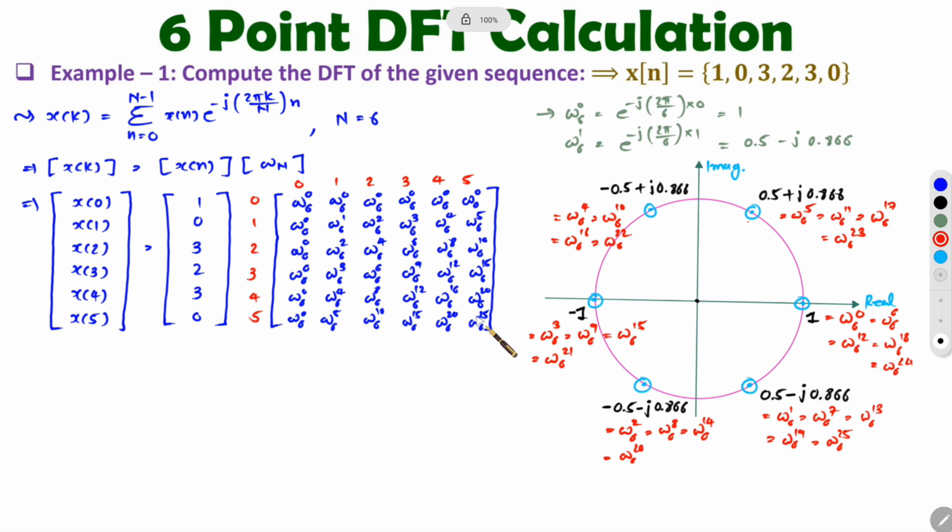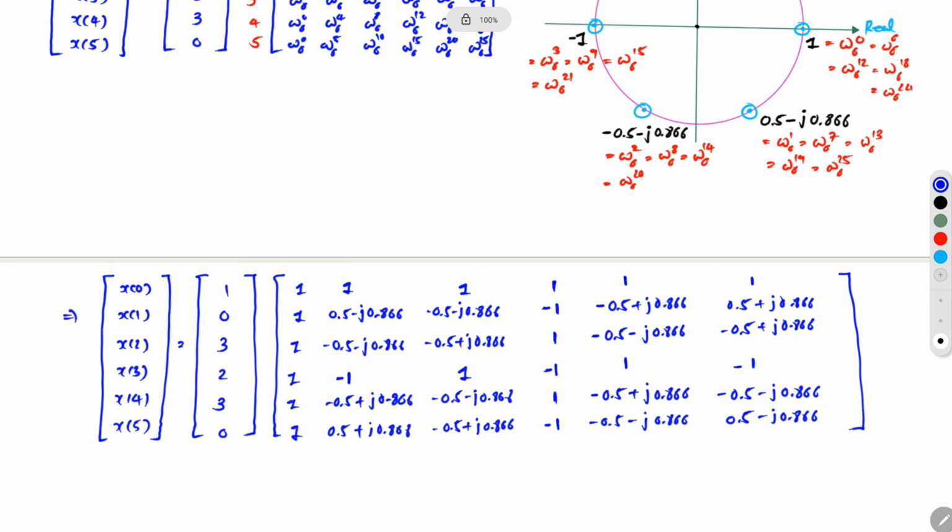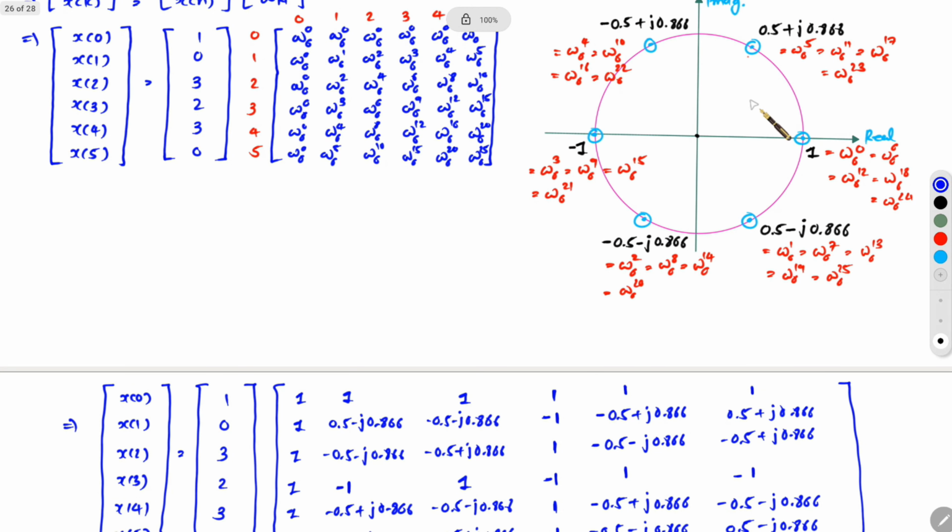You can observe here we have power up to w6 to the power 25. So that is how we can identify the value of all the weightage. Now simply we need to substitute these values with this weightage. So now I have written all the elements from this circle.